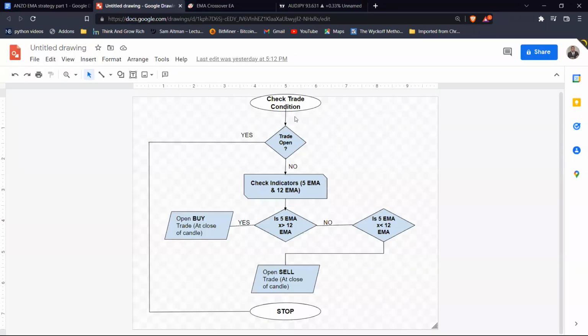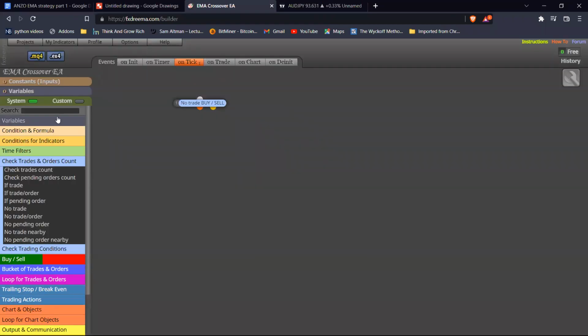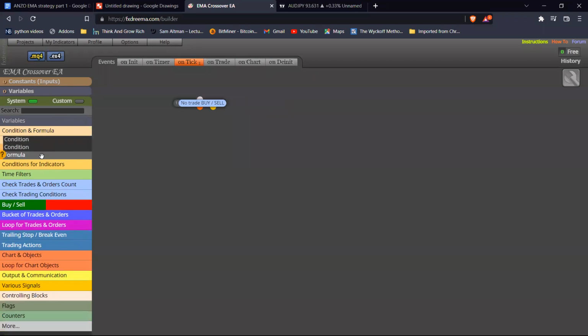Now, once we check the condition, we want to check for the EA. So we come back here and go to conditions. You see condition and formula. We just drag one, and we want to check for 2 things, so I'm going to drag 2 in this case, something like this. So let's go back here.